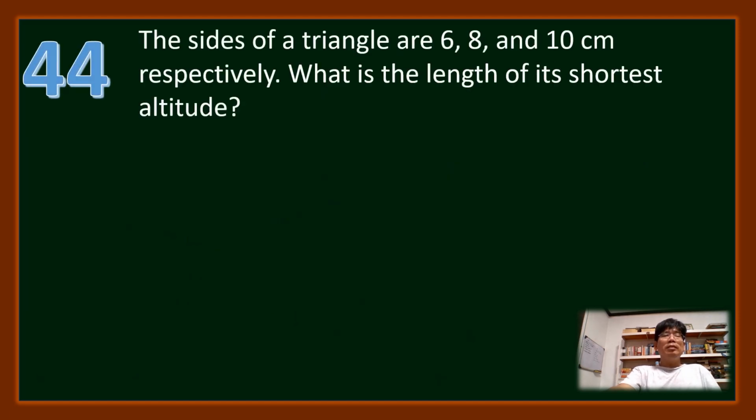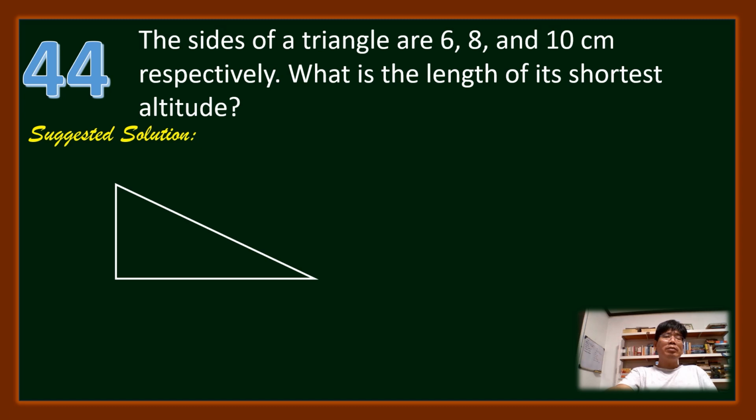(44) The sides of a triangle are 6, 8, and 10 centimeters respectively. What is the length of its shortest altitude? Here is our suggested solution. Let us illustrate the right triangle described in the figure, and let us name its vertices as A, B, and C.